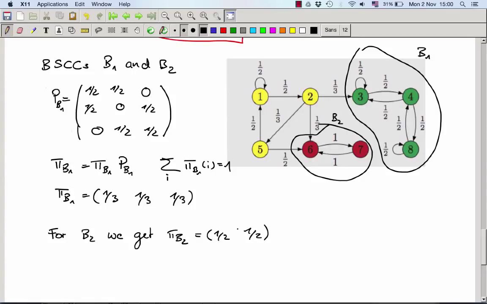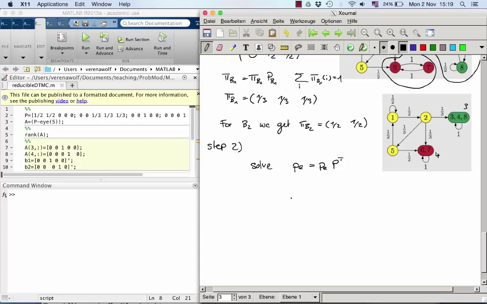And now the interesting question is, what do we get for the reachability probabilities? So we have now 2 things to do. So that was step 3 actually, and now we need step 2. So for step 2 we have to solve this equation system here that I showed you earlier, together with certain side conditions, and they depend on what BSCC we consider.